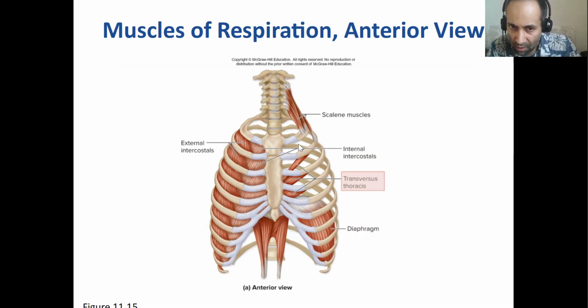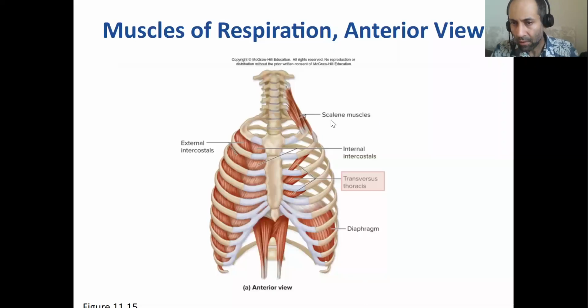Then on the inner side of your ribs over here, you have the internal intercostals, as you can see, right? When they contract, they pull the rib cage back in. So your rib cage kind of collapses, right? When does that happen? When you breathe out. So internal intercostals are muscles of expiration. Scalene muscles, again, help you inspire, right? They help you breathe in.